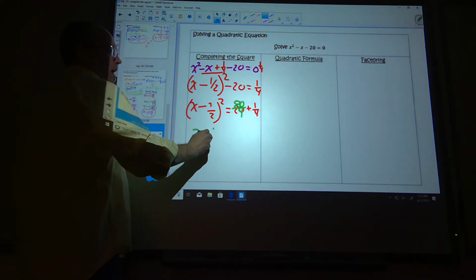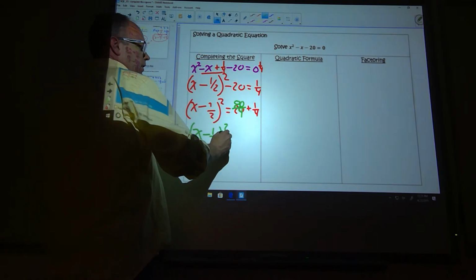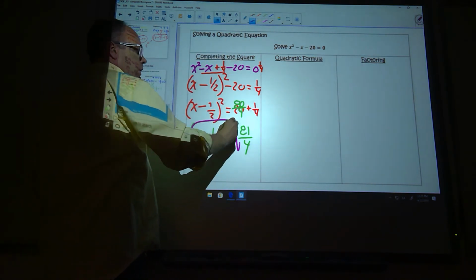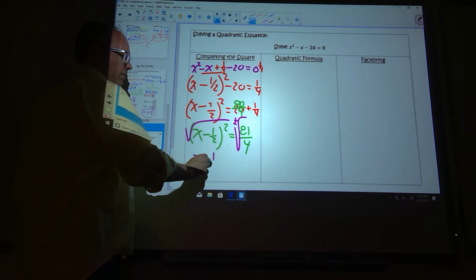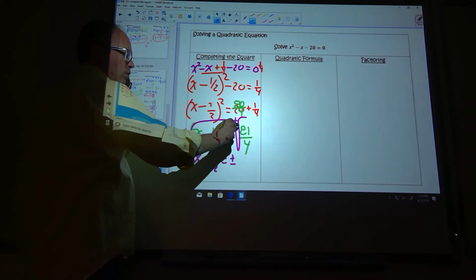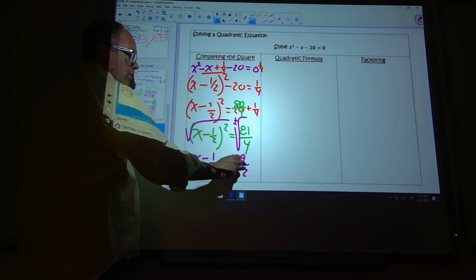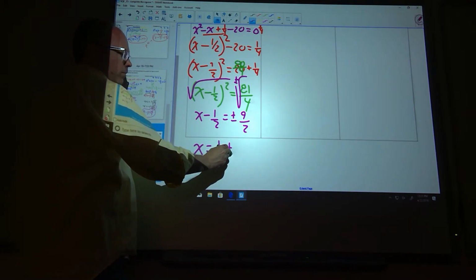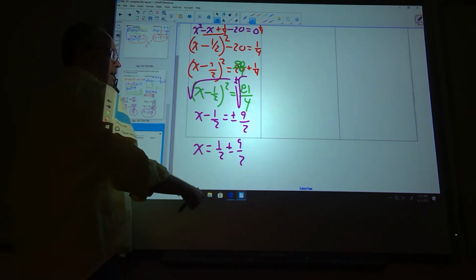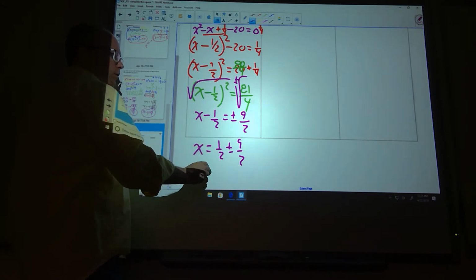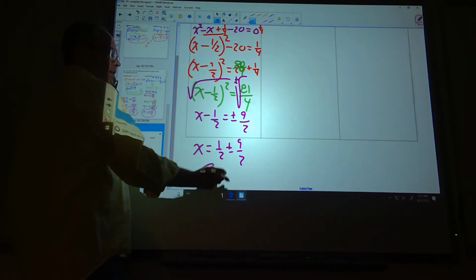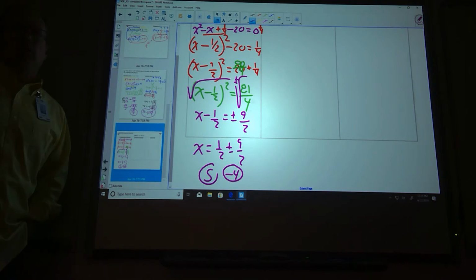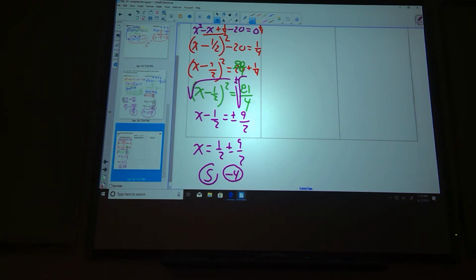Right? I get x minus half squared. That's going to give me 81 over 4. Oh, this will work out actually nicely. Square root, so plus or minus. So x minus half equals plus or minus the square root of 81, which is 9, over the square root of 4, which is 2. Add half. 1 plus 9 is 10, 10 divided by 2 is 5. 1 minus 9 is negative 8, negative 8 over 2 is negative 4. So I get two answers of that and that. So we completed the square to get those solutions.